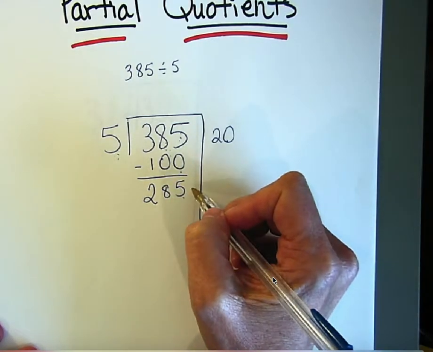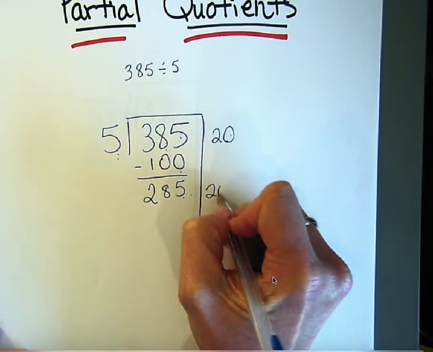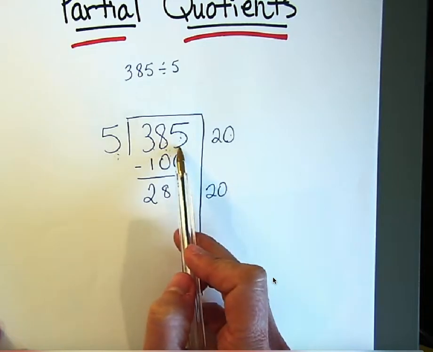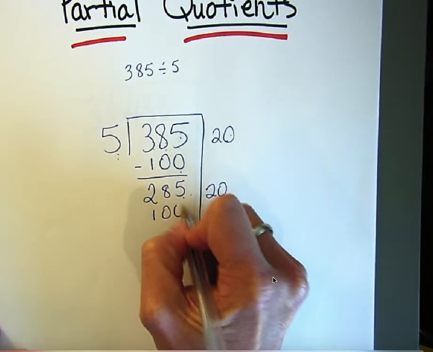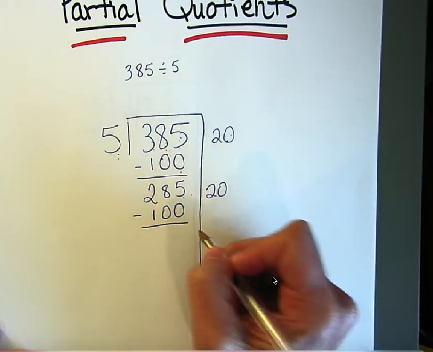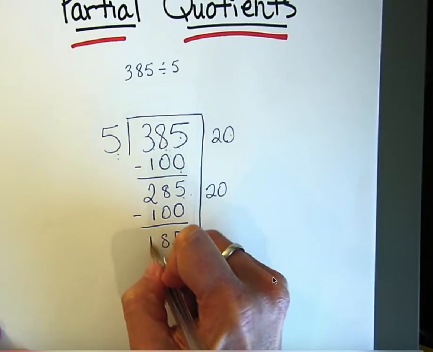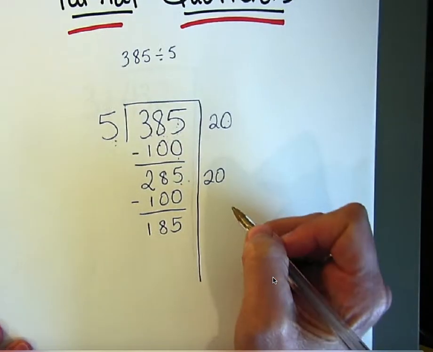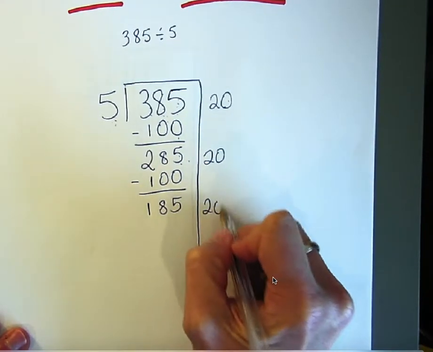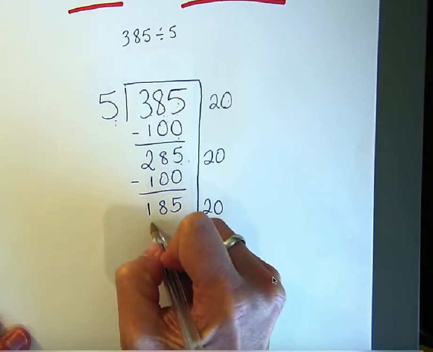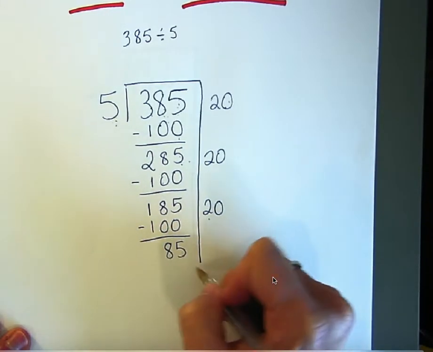So I'm going to try that again. I'm going to say 5 times 20 because really I'm just trying to get this number as low as possible. So 5 times 20, and that gives me another 100. And so then I'm going to subtract that again, and I get 185. And we are getting closer, and 20 seems to be working, so I'm going to use 20 again. 5 times 20, that gives me another 100. And then I'm down to 85.